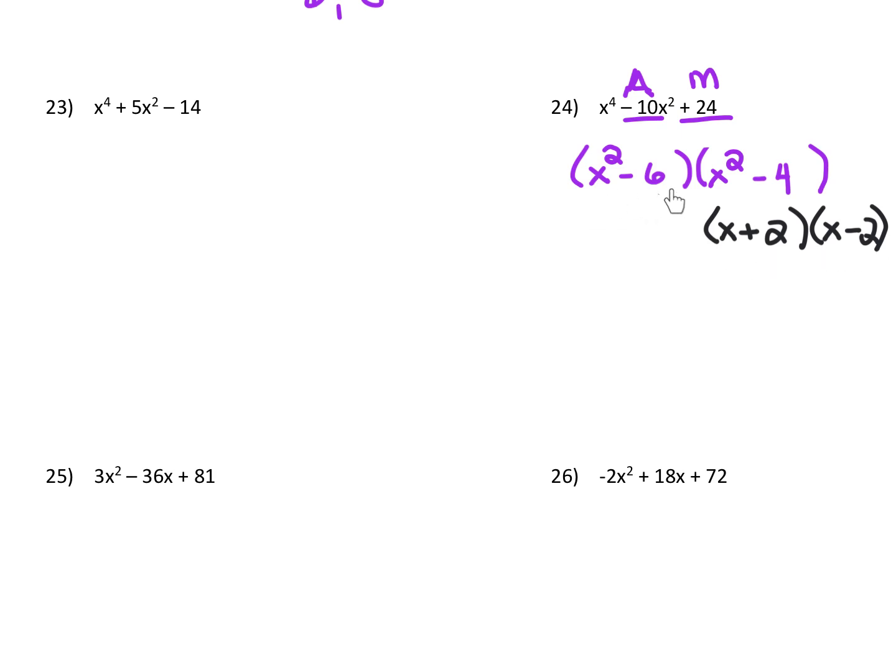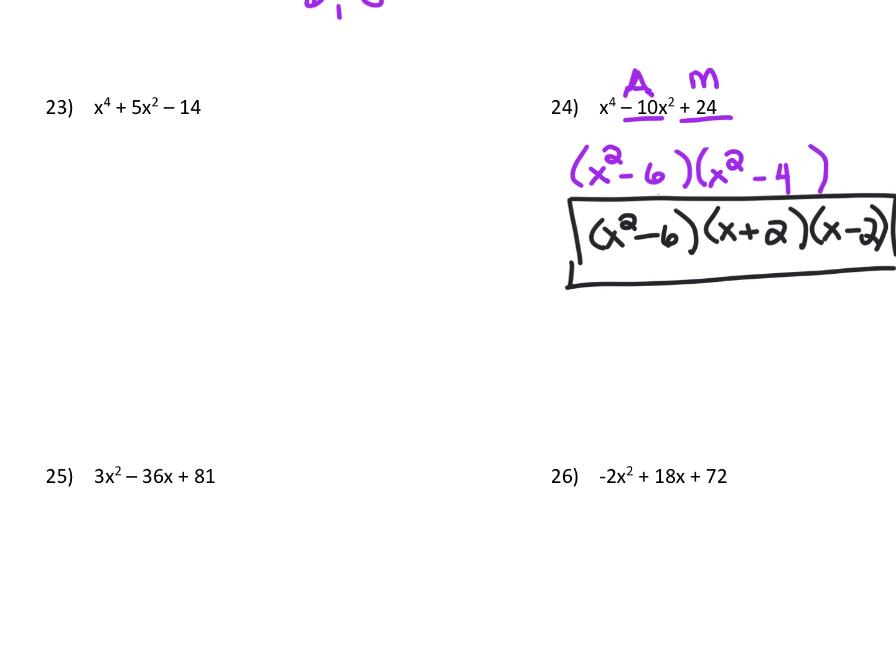Now, this is still one of our factors. We don't want to forget about it. So let's take the x squared minus 6 and bring it down because that's part of our answer. So this time, our answer has 3 factors. It has 1, 2, 3. So if you can factor further, you always want to do so. So this is the answer to 24.